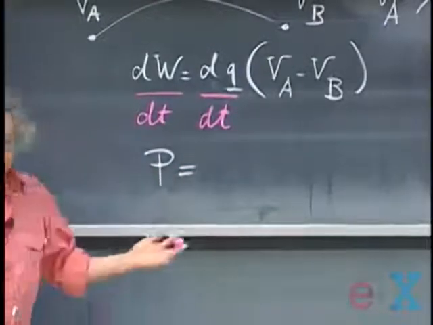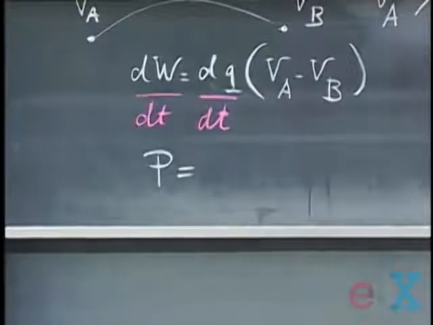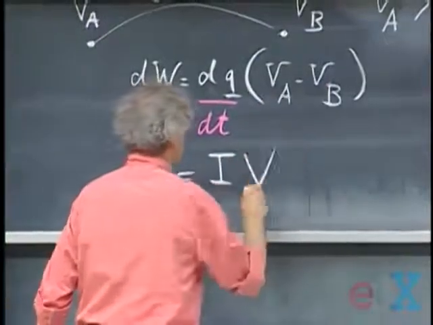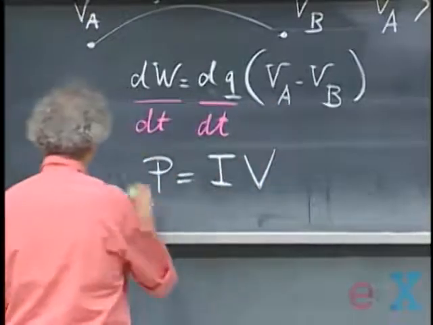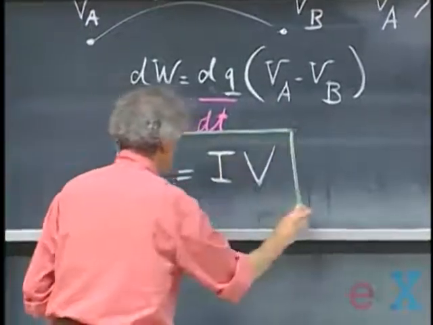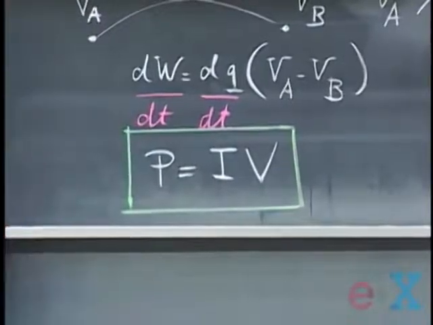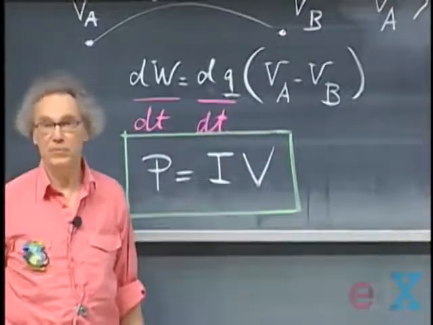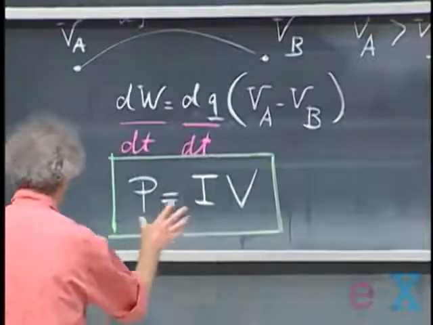dq dt is current. How many coulombs per second flow? So this is current, I. And the potential difference I simply use that symbol V. So you see now here that the power delivered by a power supply is the current that it produces times the potential difference. And this is independent of Ohm's law. This always holds.